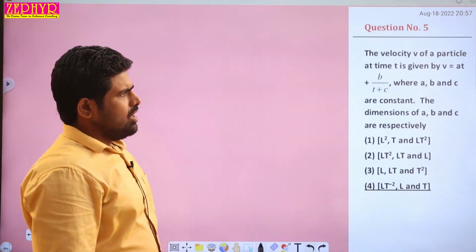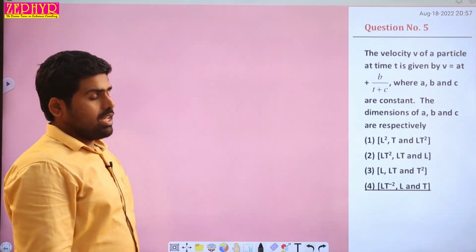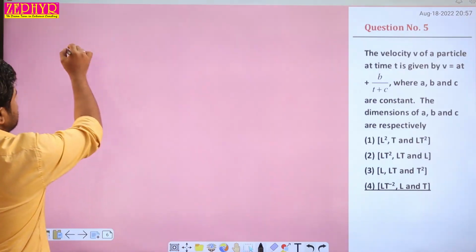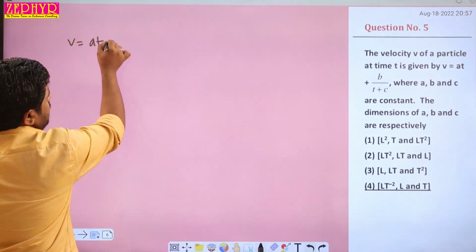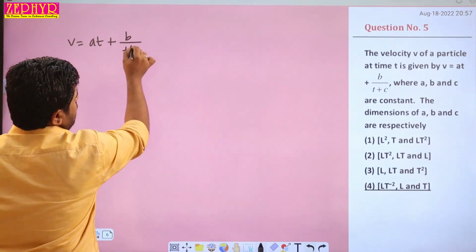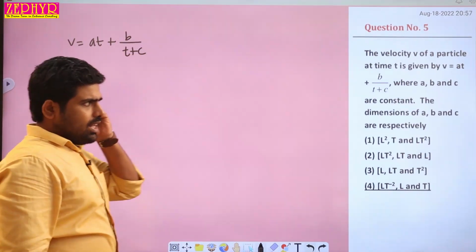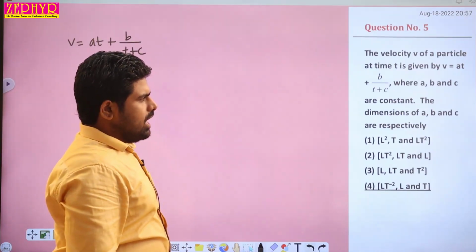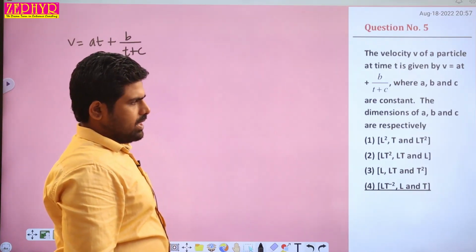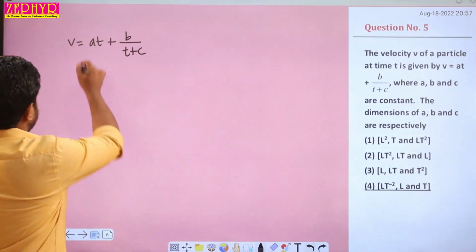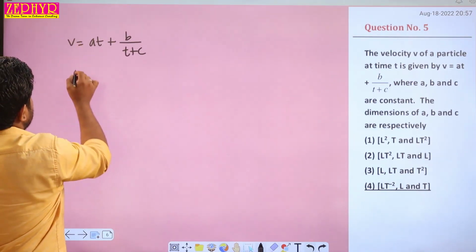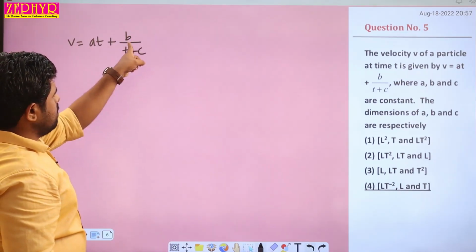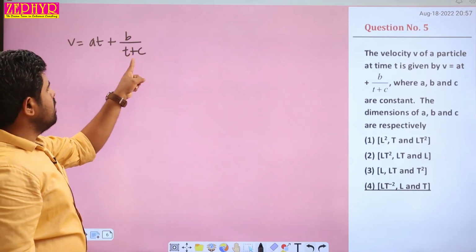See here, the velocity v of a particle at time t is given by v is equal to at plus b divided by t plus c, where a, b and c are constants. The dimensions of a, b and c are respectively? See here, we know the dimension of v is equivalent to the dimension of at and the dimension of b divided by t plus c.